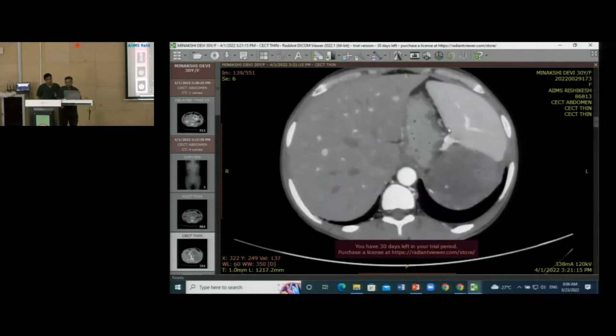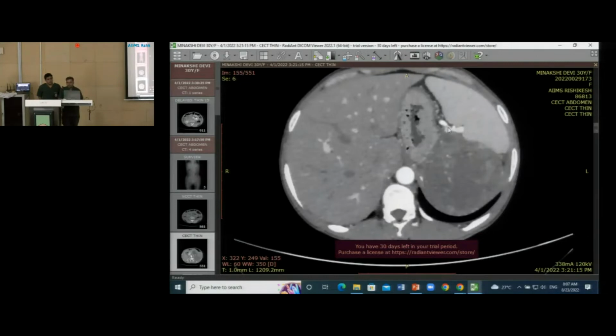So, summing up the findings, a heterogeneously enhancing neoplastic lobulated mass lesion, completely replacing the left adrenal gland and showing foci of calcification. With all this, we give the probable diagnosis of this neoplastic lesion as adrenocortical carcinoma.